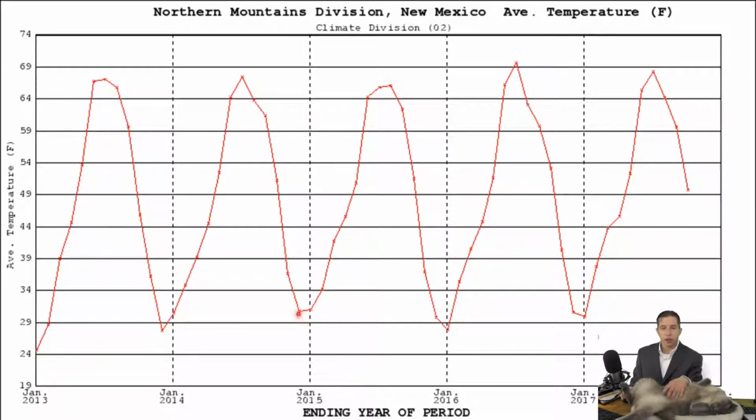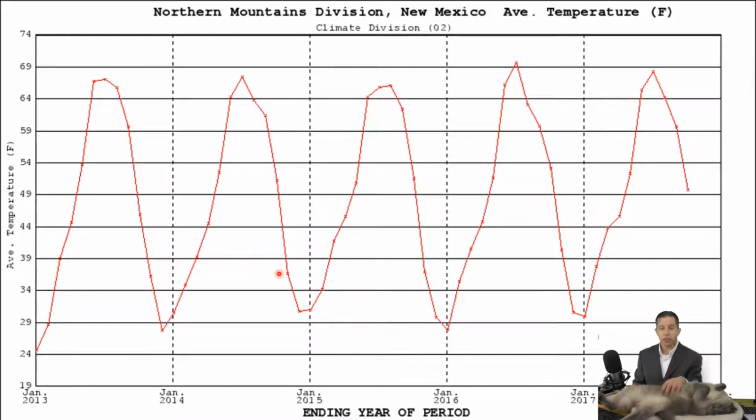This dot right here means the computer went to the database and looked at all the records for this month, December of 2014. It looked at all the records kept by all the weather stations in this area, day, night, the whole thing, averaged it all together and came up with one number for that entire month. That's what's plotted here. So every one of these dots is one number for an entire month, averaged over this broad area, with all those weather stations recording usually day and night, at least once an hour.